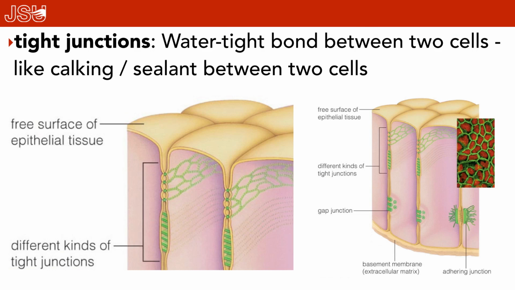Okay. So the first one is a tight junction. Tight junctions are watertight bonds between cells. You know, think of caulking. You ever do caulking between your toilet and the floor? I know everyone's done caulking before. It's terrible work to do. But you've done it before, right? You're trying to make a watertight seal between those two, right? Well, a tight junction is going to do the same thing for us.